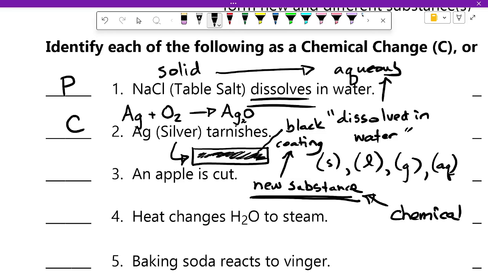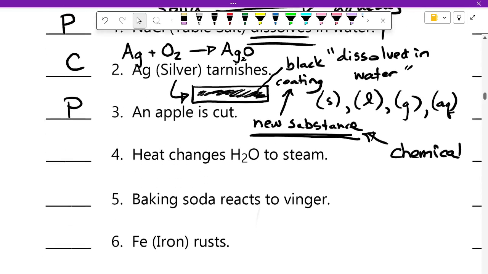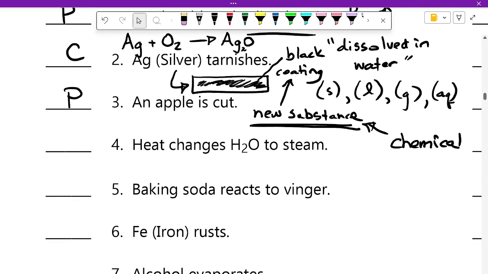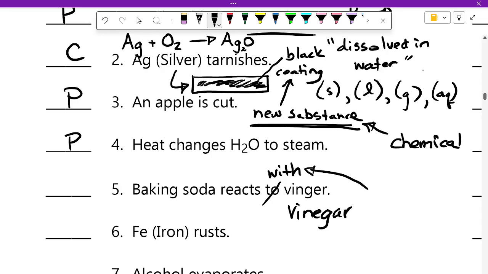An apple is cut, chemical or physical? Physical. Heat changes water to steam. Physical. Baking soda reacts with, I should say with, vinegar. I need to fix that. And I put vinegar, my goodness. Vinegar. This note is for me. I need to fix that because it looks silly.